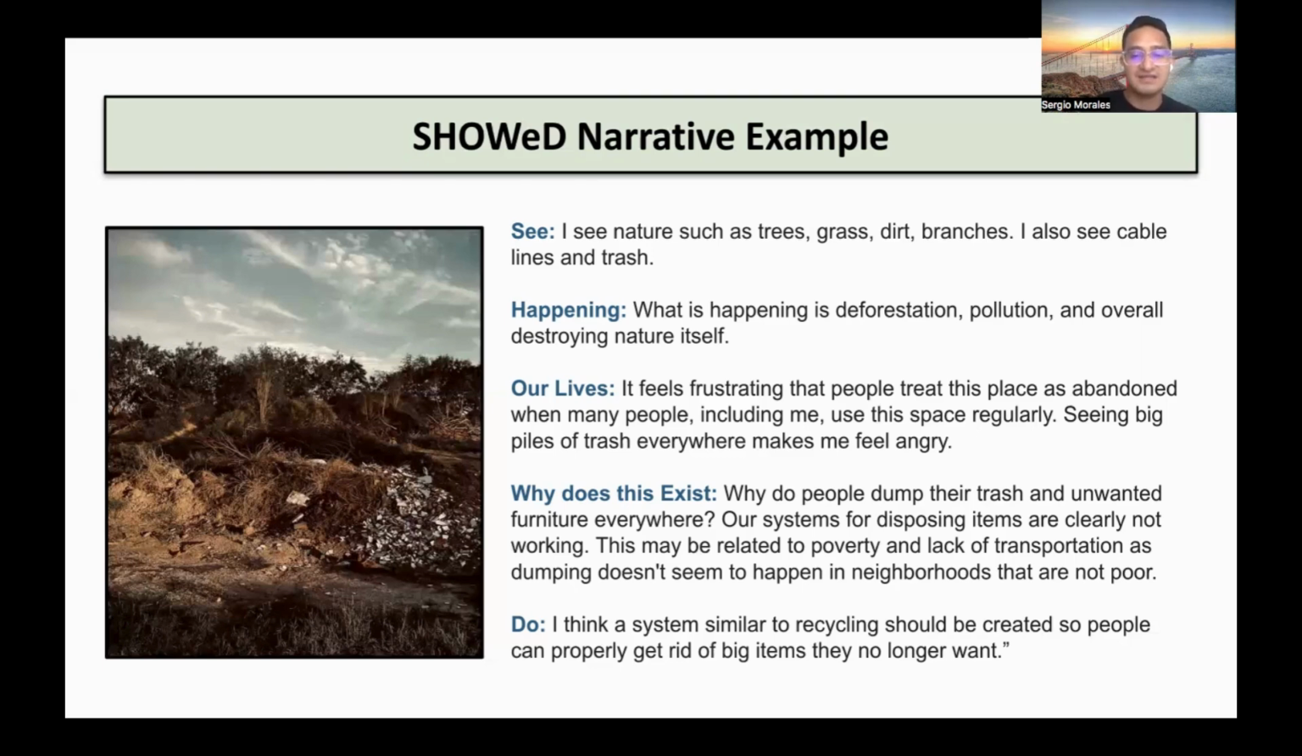Because of this, she starts thinking of solutions to address this issue. She brings up recycling and the lack of a recycling system in her neighborhood, and how implementing one might help alleviate the littering problems in her community. This is what she proposes based on her experiences and her critical thinking about the structural forces influencing what is happening in the picture. So this is an example of the SHOWeD narrative in action, written by a young person.